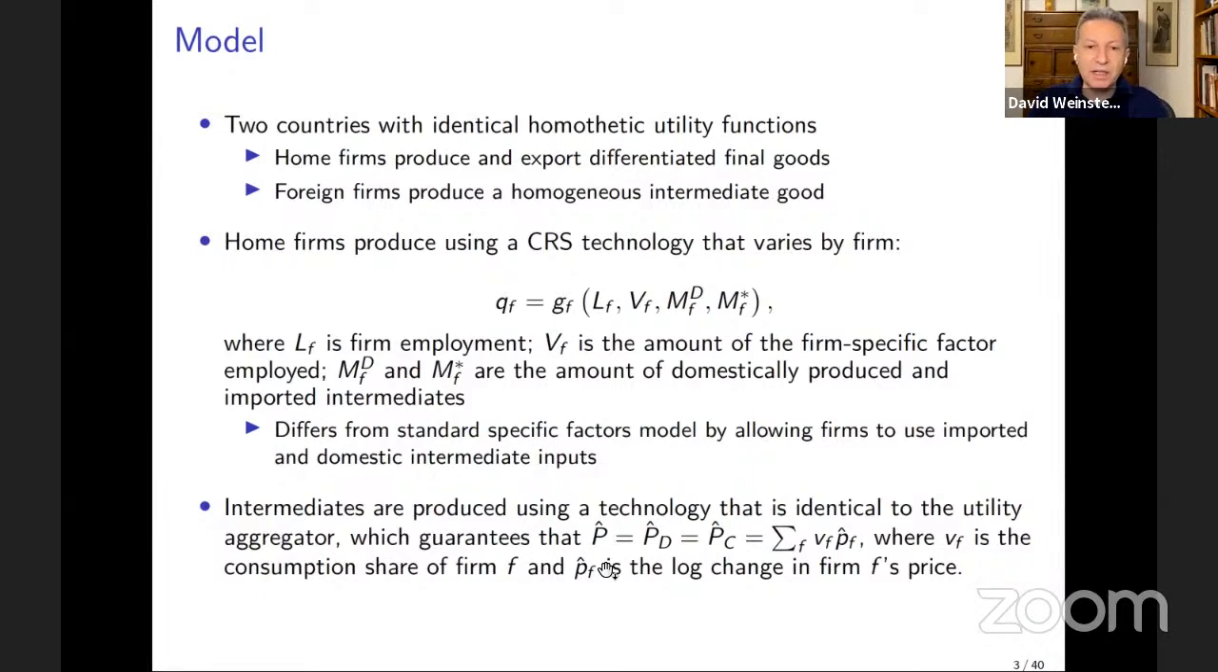Now, in order to make the model tractable, we're going to assume that intermediates are produced using a technology that's identical to the utility aggregator. And what that does is it simplifies our aggregate price terms, so that the price level for intermediates is going to be the same as the price level for consumption. Both of these can be written as an expenditure share weighted average of the prices in the economy, and these expenditure shares are consumption shares.